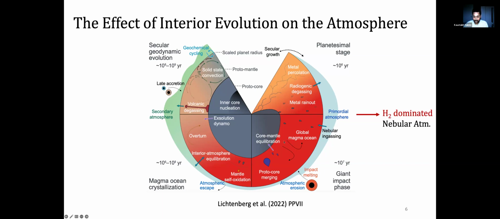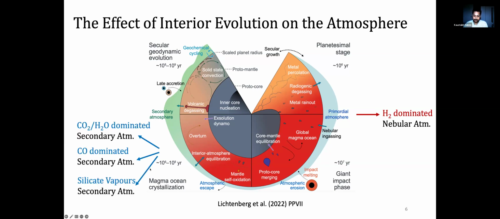And beyond that, you would also get core-mantle equilibration. And as time progresses, you would expect interaction between the interior and atmosphere. So the core is fully formed now, but the silicates are still in a molten state. So this is what we also call a magma ocean. And the magma ocean, or the interior and the atmosphere, can equilibrate. And of course, once the magma ocean starts crystallizing, there could be more and more outgassing.